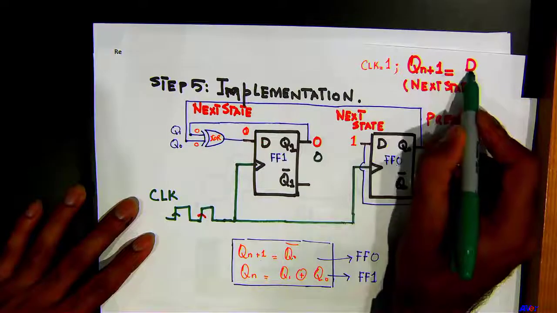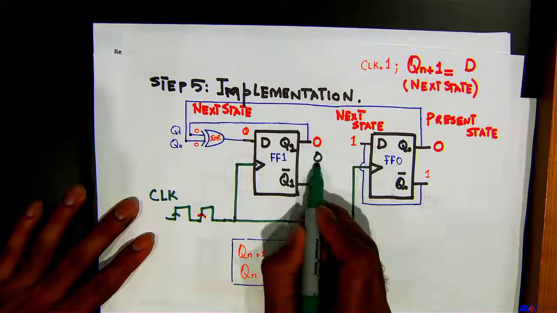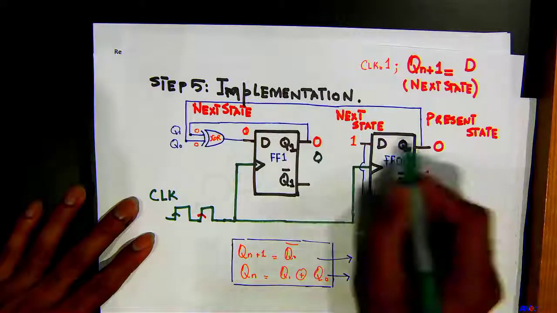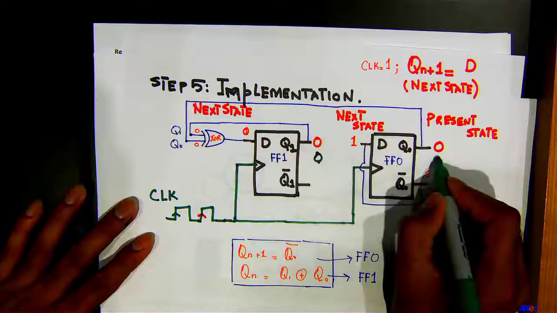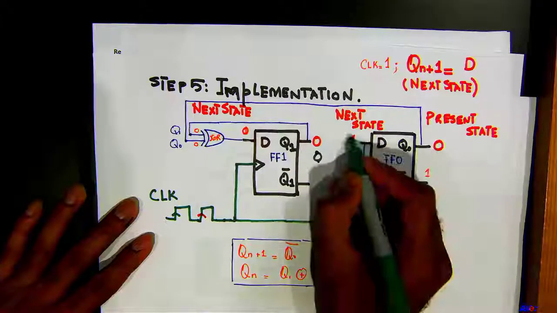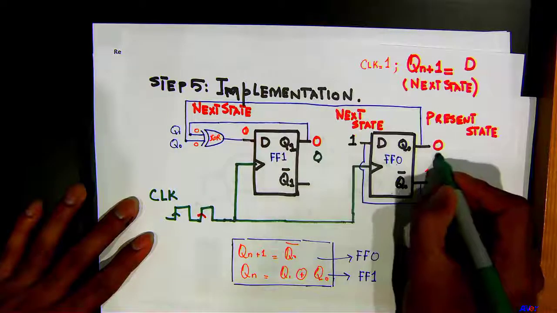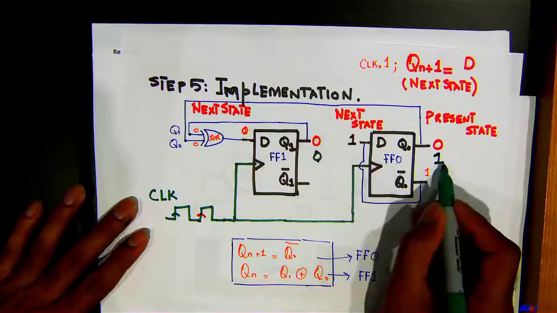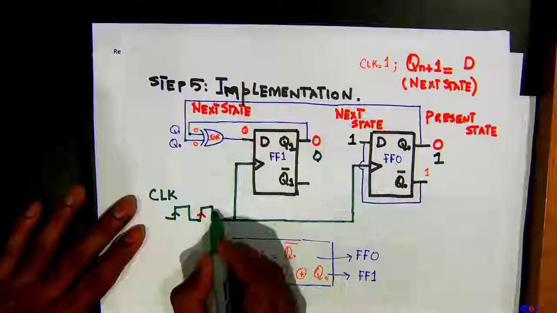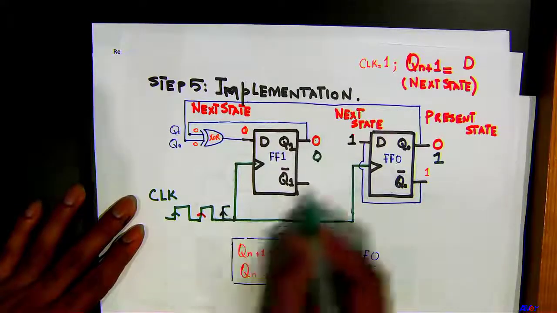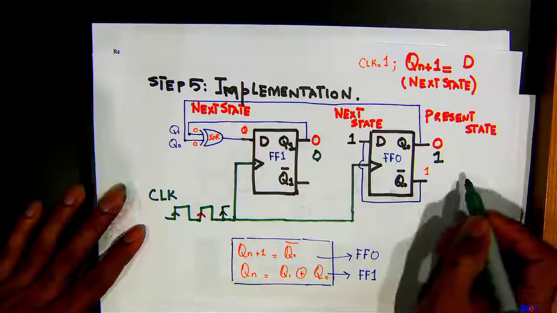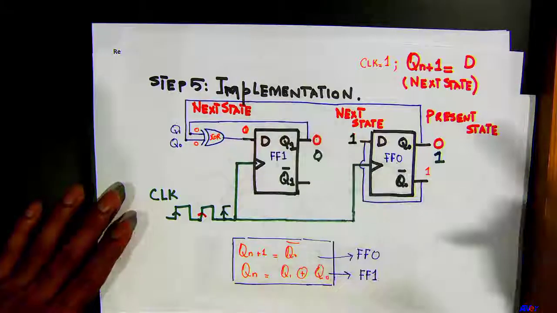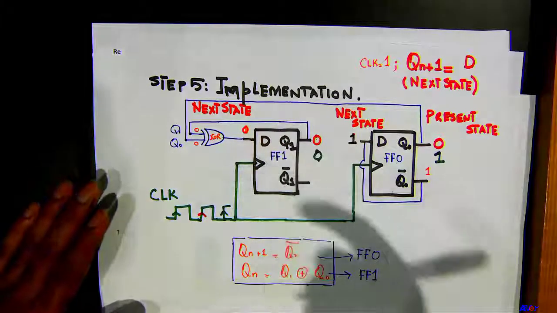Q next state is equal to D. Because D is 0, your next state is equal to 0, correct? Here, what is going to be your next state? Because D is 1, your next state is going to be 1. So it went from 0, 0 to 0, 1. If you do it again, when the next clock cycle arrives, it will go from 0, 1 to 1, 0. Right? So this is how your 2-bit counter is working.